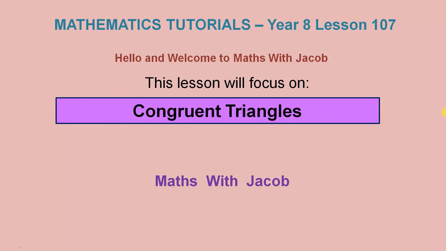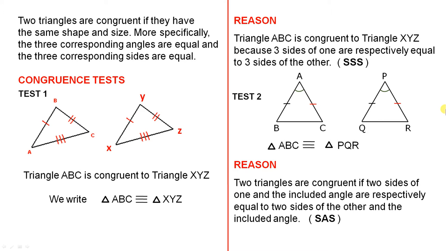This lesson will focus on congruent triangles. Two triangles are congruent if they have the same shape and size. More specifically, the three corresponding angles are equal and the three corresponding sides are equal. Let's look at four congruence tests.